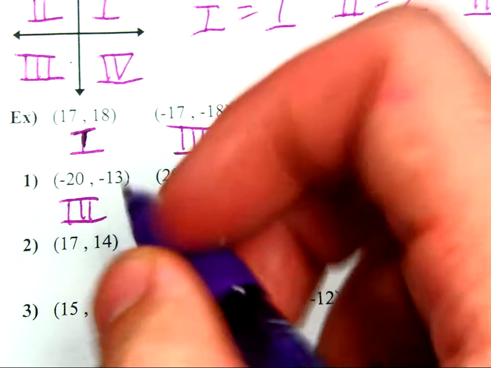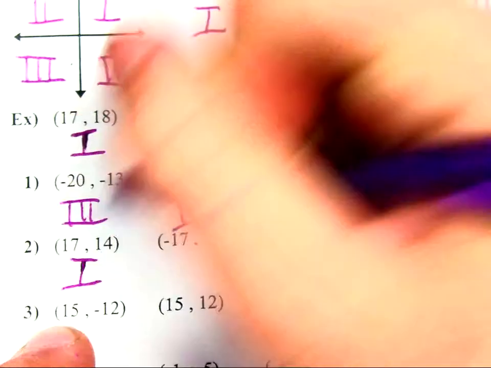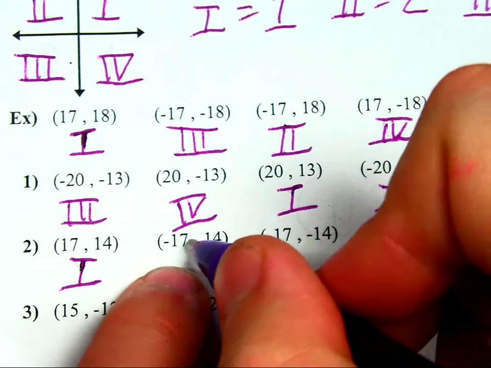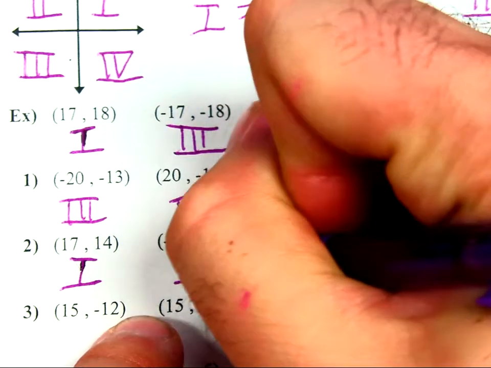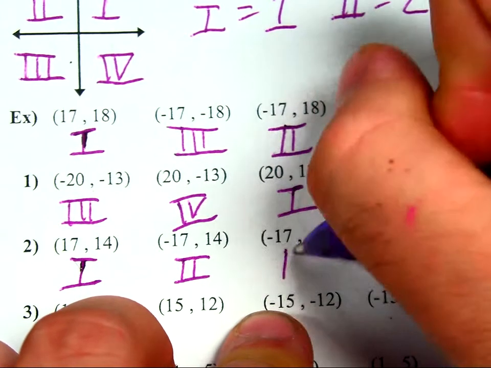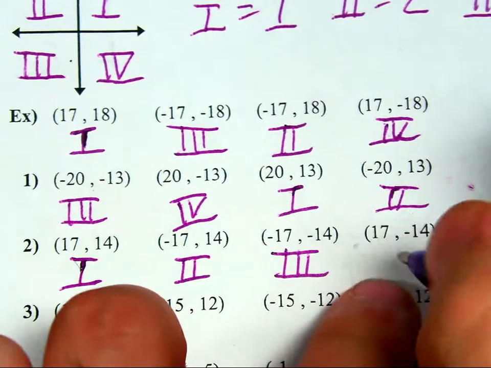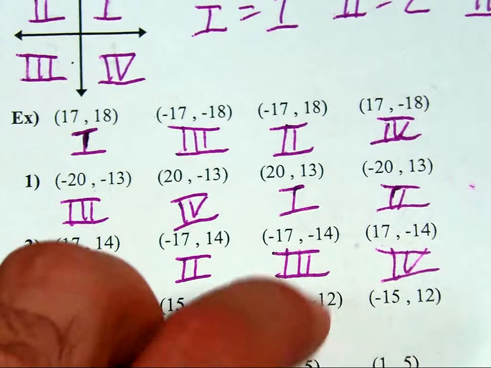For number 2, I know it goes to the right, then up. That's in quadrant 1. For the second one, I'm going left, then up. That's in quadrant 2. For this one, going left, then down. That's quadrant 3. The last one, going to the right, then down. That's in quadrant 4. That's all they're asking for in these ones.